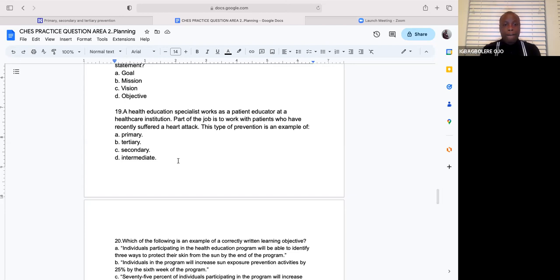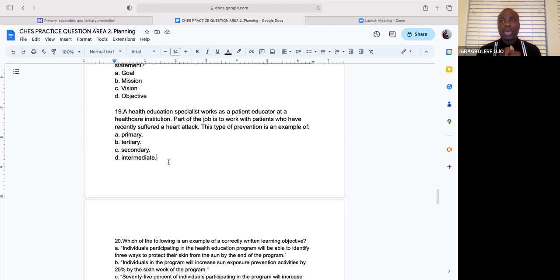Now, in most cases, we have three types of prevention, which are primary, tertiary, and secondary. So first of all, you can take out option D. It is not really a type of prevention. It can be, but not really. The basic ones we have are primary, tertiary, and secondary, okay? Now, what is primary prevention? Primary prevention is that prevention that you undertake before the problem arises, okay?